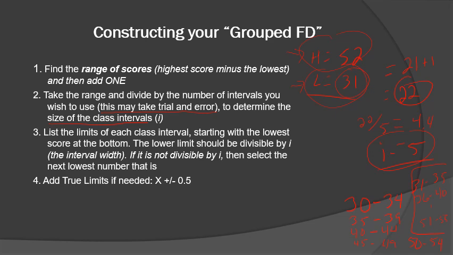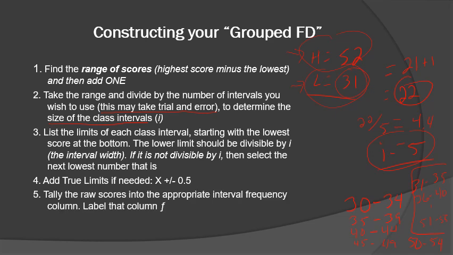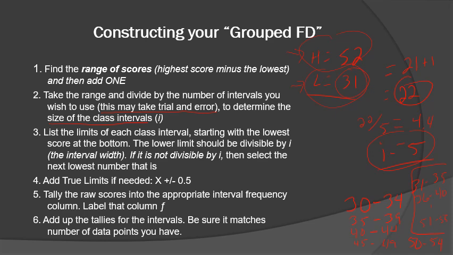After you've got your intervals, then you take the frequencies, just like we did with the frequency distribution, except instead you add up tallies for each interval. Make sure your total adds up to the number of data points that you have. Your f of x would be all values that are between 30 and 34. This one, all values between 35 and 39, that type of thing. On the next slide, I've got a graph of that. Let's look at that real quick.